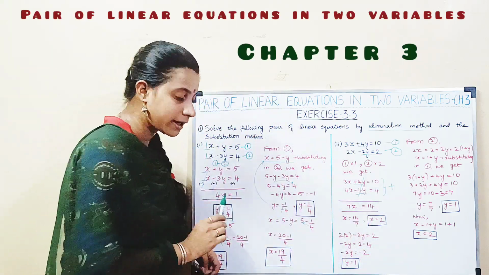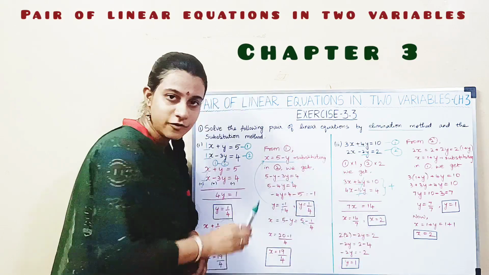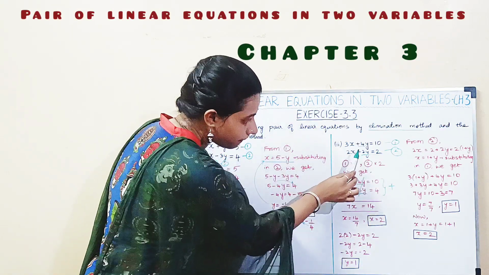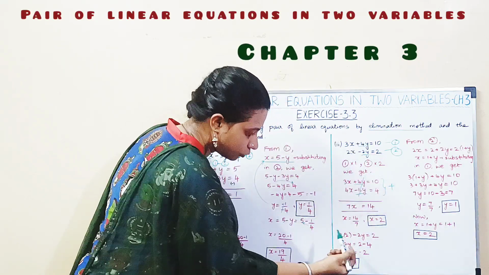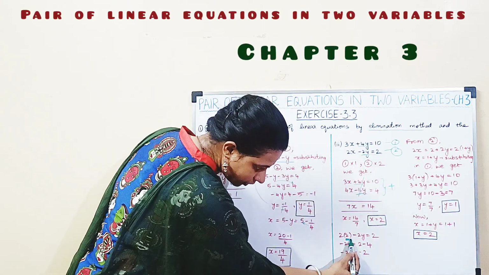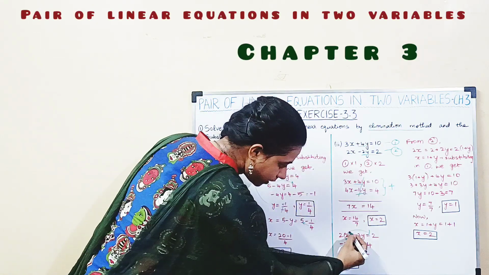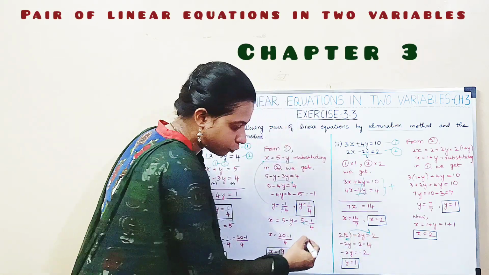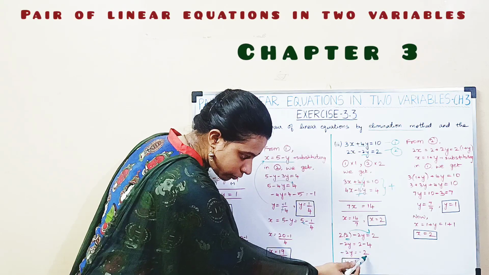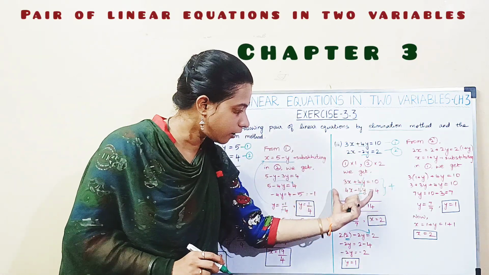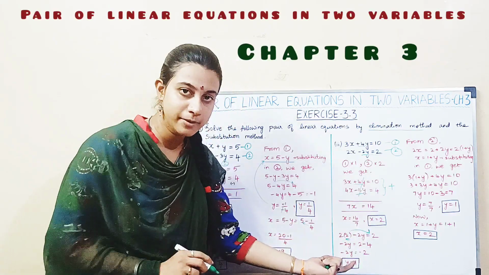Now to obtain the second variable, we are substituting it in the second equation: 2 into 2 minus 2y is equal to 2. We are putting 2 in place of x. So we will get minus 2y is equal to 2 minus 4, and minus 2y is equal to minus 2, and y is equal to 1. So here we have solved these equations by the elimination method.